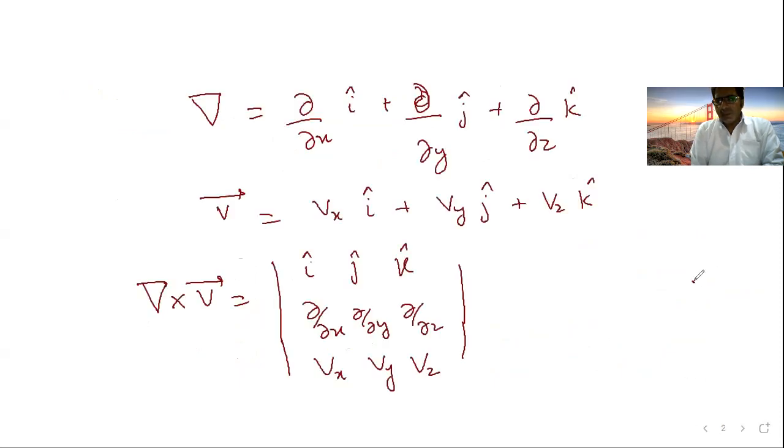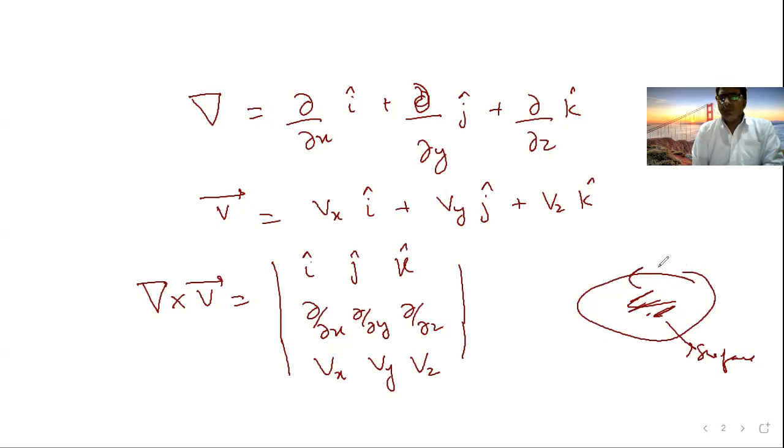What's the right hand rule? If this is my surface, and this is my boundary, and I move along the boundary while calculating my closed line integral, if I move in the sense of the right hand fingers, then dA is to be taken in the direction of the thumb of the right hand. It's called the right hand rule.